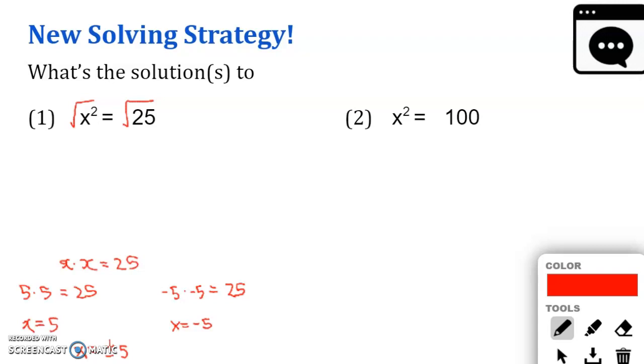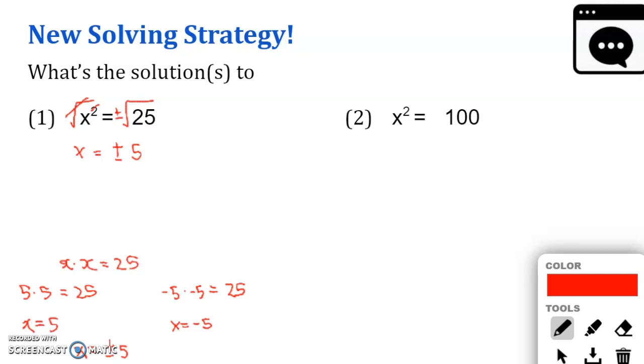Square root is undoing the squaring. However, when you're taking a square root of a variable, you need to put plus and minus on the right hand side. Square root and square cancel each other out. On the left hand side you're left with x is equal to, and on the right hand side you're left with plus or minus the square root of 25. That is just 5, and that's what you get.